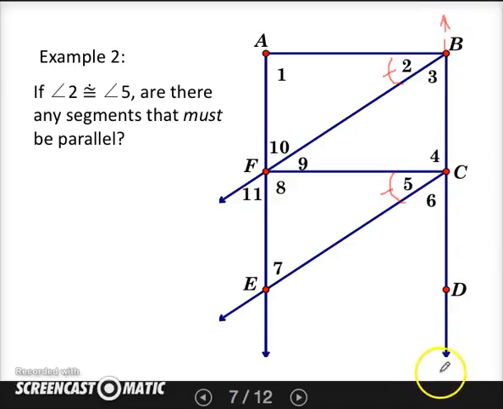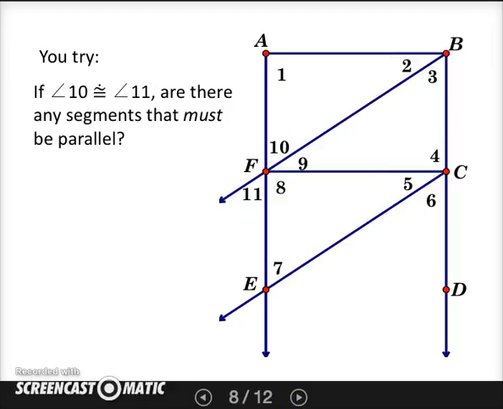But is this line a transversal? In order to be a transversal, this line would not have to only touch the two angles at their vertices, but it would actually have to form a side of each of the angles. But line BD doesn't form either of the sides of this angle. It doesn't form either side of angle 5 either. So BD actually isn't a transversal, and in fact this diagram doesn't have any transversal connecting angles 2 and 5. So we can't conclude anything given this information. Are there any segments that must be parallel? No, not from the information we've been given.